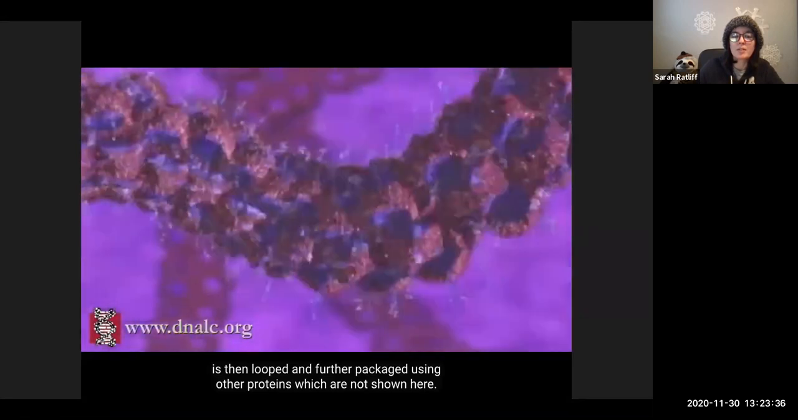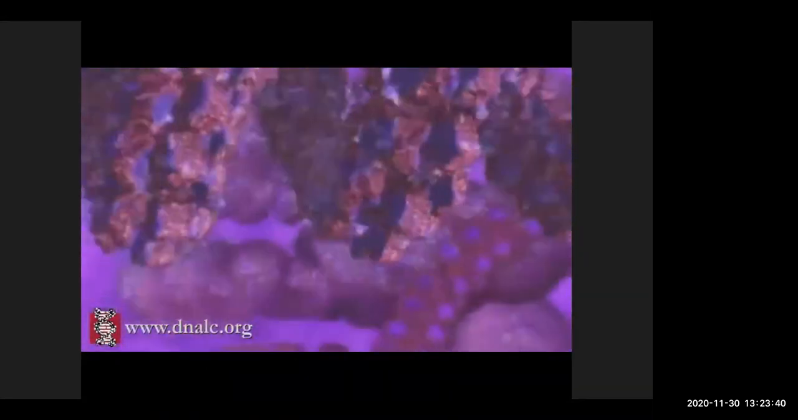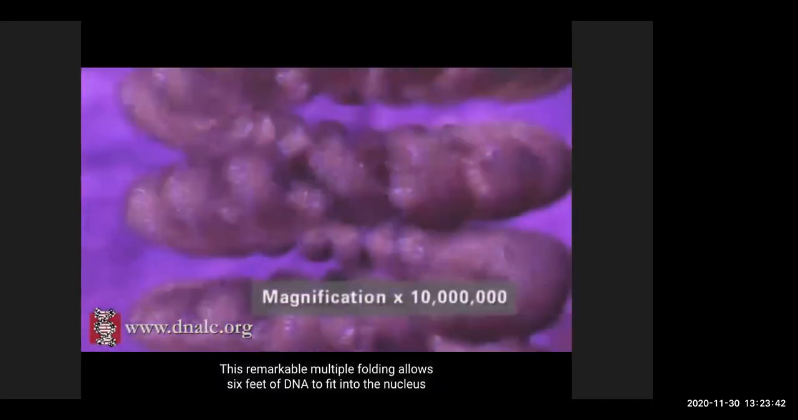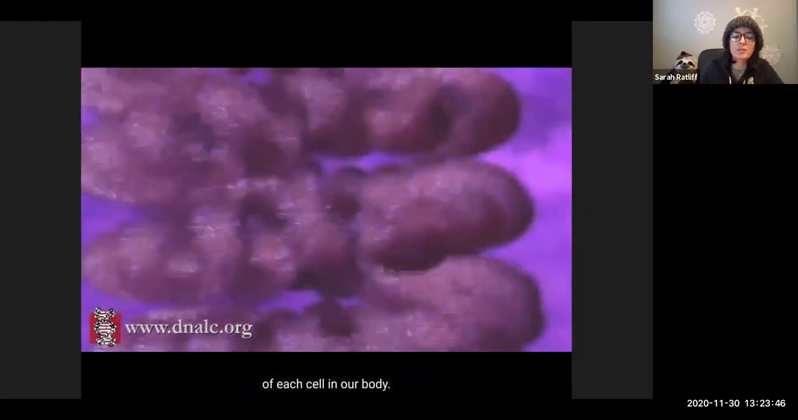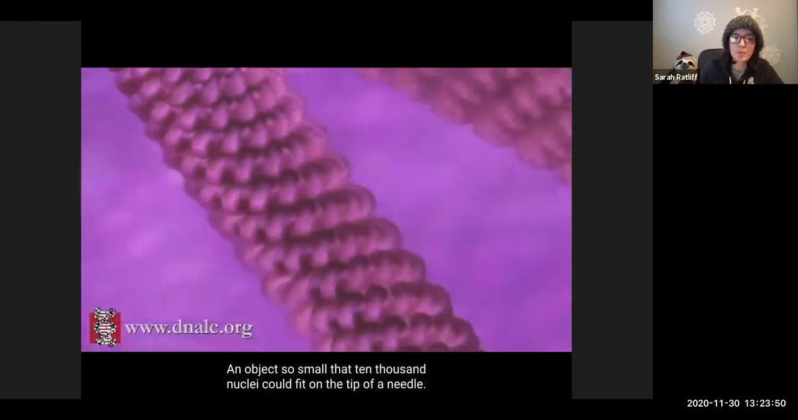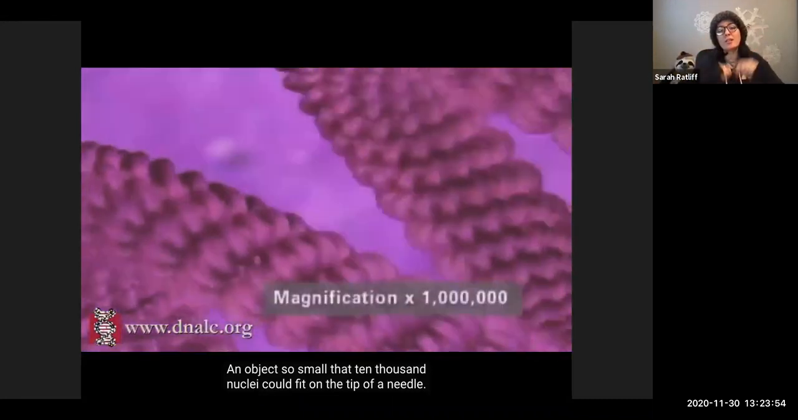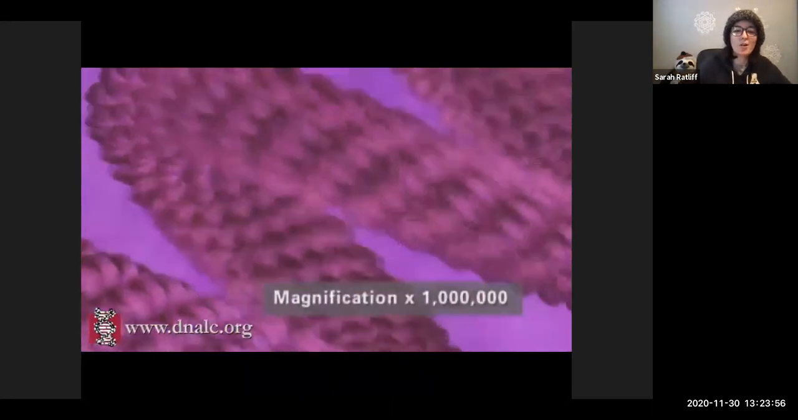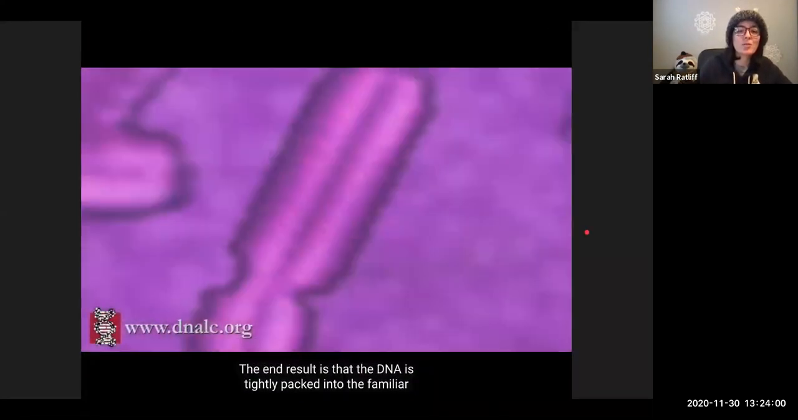Now we're going to continue to loop and coil and twist. Continuing to loop and coil and twist. And continue to loop and coil and twist. So it's just over and over and over again, twisting and coiling and looping, until we get to the point of chromosomes, those things we can see with our naked eye.